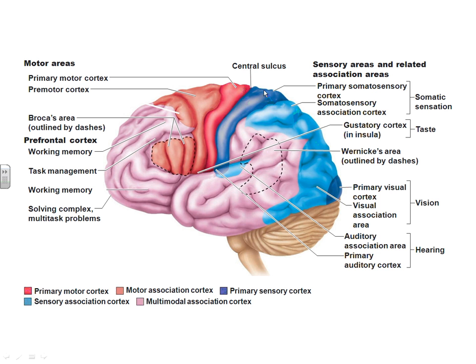Now as we go back and we look at our sensory areas, we have the primary somatosensory cortex, then the somatosensory association cortex. The primary somatosensory cortex allows us to receive information that I felt something. The somatosensory association cortex allows us to know what we are feeling. Somatic senses are going to be things like touch, temperature, pain, those sorts of things.